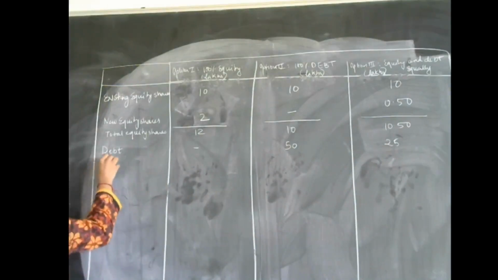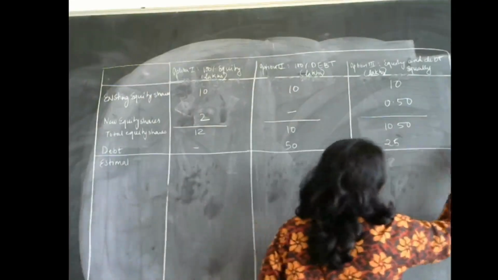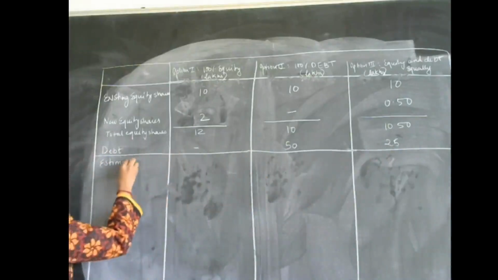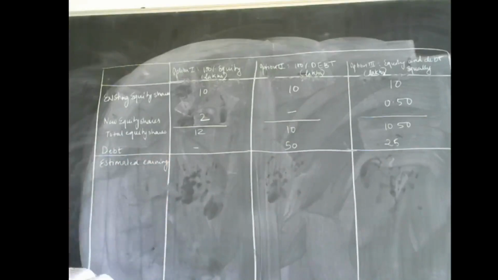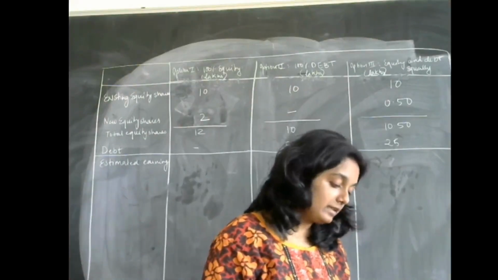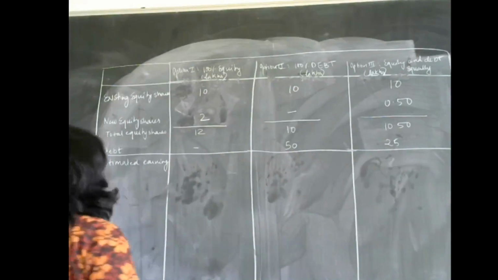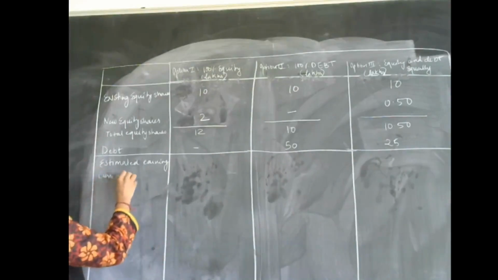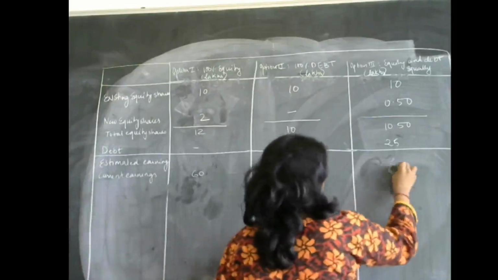Estimated total income. Now this is clear with respect to the capital that is going to be raised. Now estimated earnings. Estimated earnings for the total current operations. What are the earnings for the operations currently? It is stated that currently it is earning an annual pre-tax profit of rupees 60 lakhs. So current earnings are 60 lakhs.